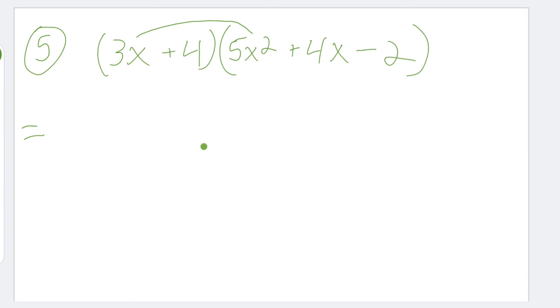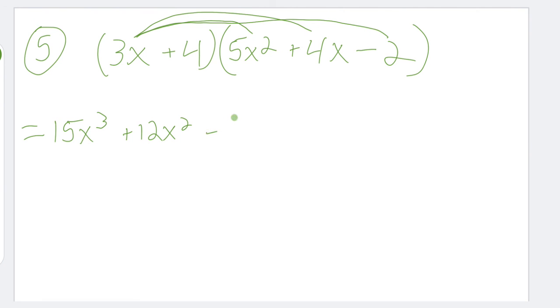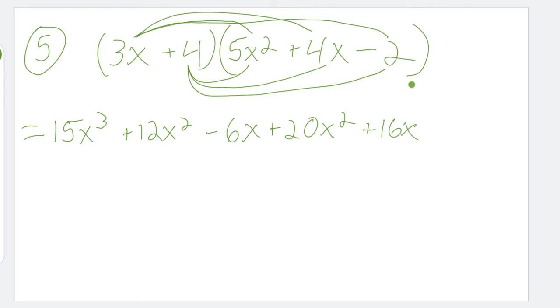All right, so again, same deal here. We're going to start off, distribute the 3x to the 5x squared. 3 times 5 is 15. X times x squared is x to the third. 3x times 4x is 12x squared. 3x times a negative 2 is minus 6x. 4 times 5x squared is 20x squared. 4 times 4x is 16x. And then 4 times the negative 2 is negative 8.